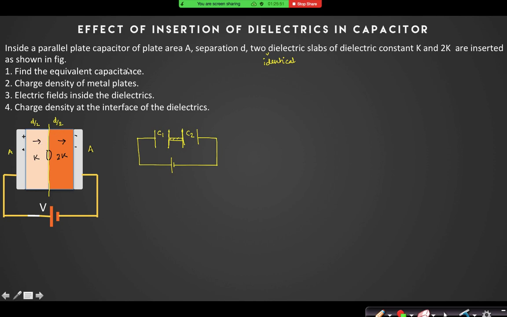You will get the charge density 0, right? But look, I have asked you to find the charge density at the interface of the dielectrics, right? So this is basically not a dielectric, this is a metal plate, right?